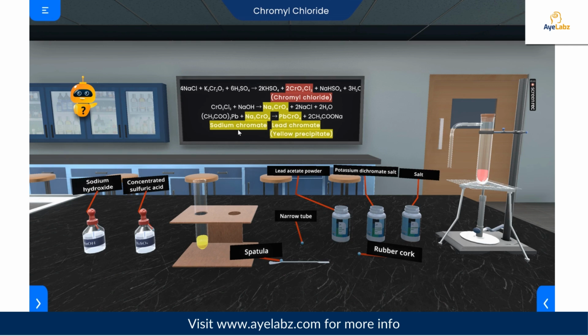Encourage your students to immerse themselves in these experiments. The platform provides them with step-by-step guidance and vivid visual cues so they'll feel like they are in a real lab. Plus, no need to worry about accidents. Everything here is completely safe.